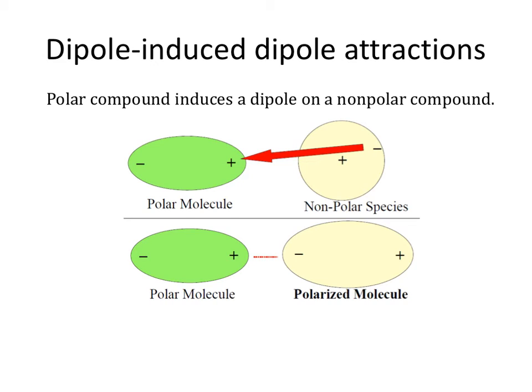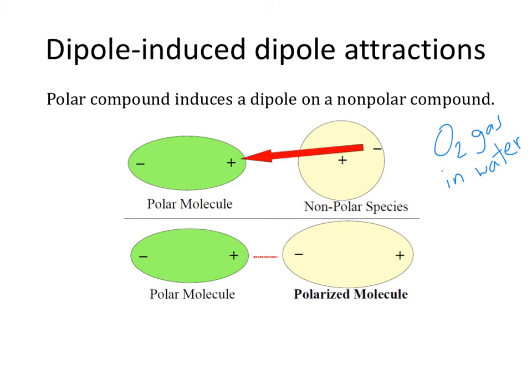All right, the next one we've got is dipole-induced dipole attractions. These are attractions that occur when a polar molecule induces a dipole in a nonpolar molecule. The polar molecule attracts the electron density of the nonpolar molecule to its positively charged end, which induces a temporary dipole in the nonpolar molecule. This is a very fleeting and weak type of force exemplified by, let's say, oxygen or carbon dioxide gas dissolved in, for example, water.